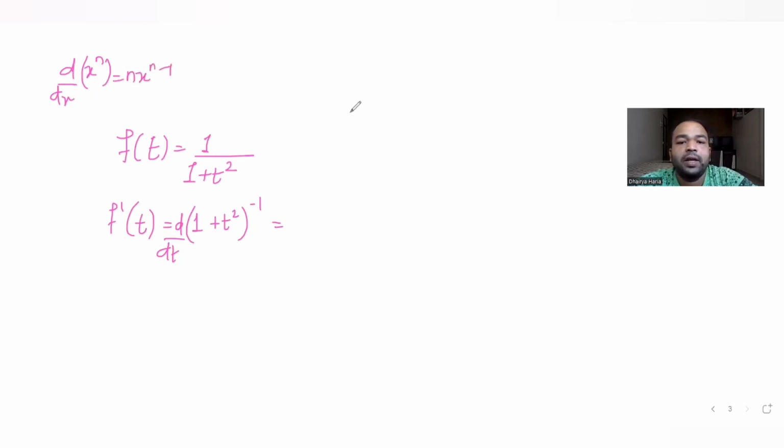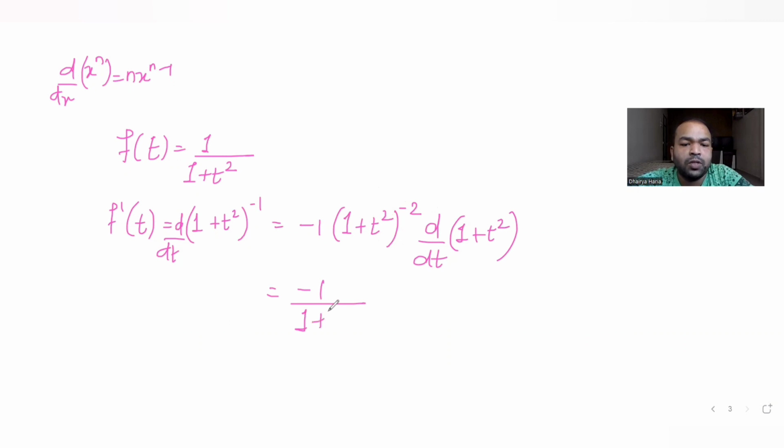If I apply that idea, I get minus 1 into 1 plus t square raised to minus 2, into, further, the derivative of 1 plus t square, because I'm thinking of 1 plus t square as x. So I get minus 1 upon 1 plus t square, the whole square, and the derivative of 1 plus t square is, derivative of 1 is 0 and derivative of t square is 2t. So you get minus 2t upon 1 plus t square the whole square. So that's the whole idea for the derivative of 1 upon 1 plus t square.